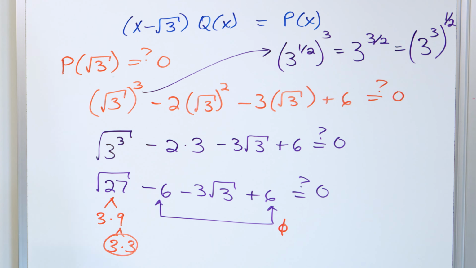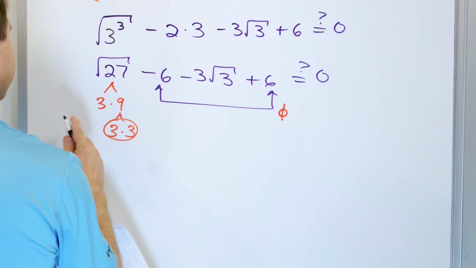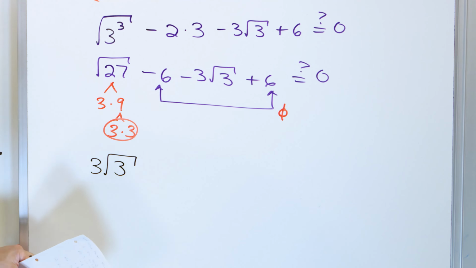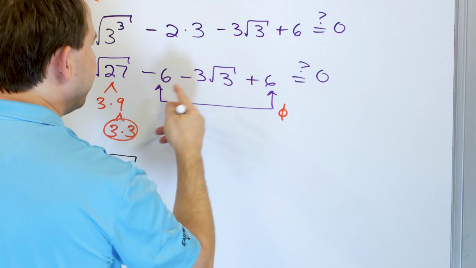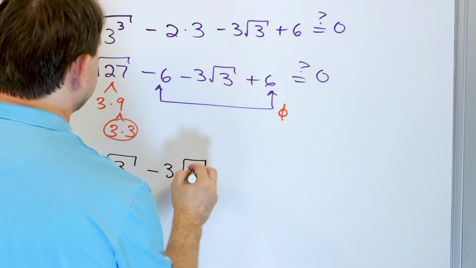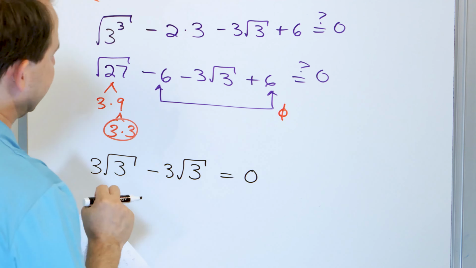So the square root of 27 turns out to be, the 3 comes out of the radical, the square root of 3 stays inside the radical, and then the minus 6 and the plus 6 subtracted to 0, so then I have minus 3 times the square root of 3. And that is actually equal to 0.